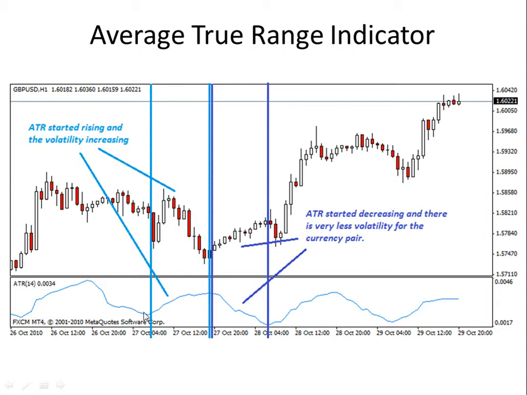When the ATR indicator is increasing after reaching a lowest point, that means the volatility is increasing and you can see some large bars. And when the ATR is decreasing after reaching some highest point, you can say that the volatility is decreasing and you can see some small bars on the price chart.